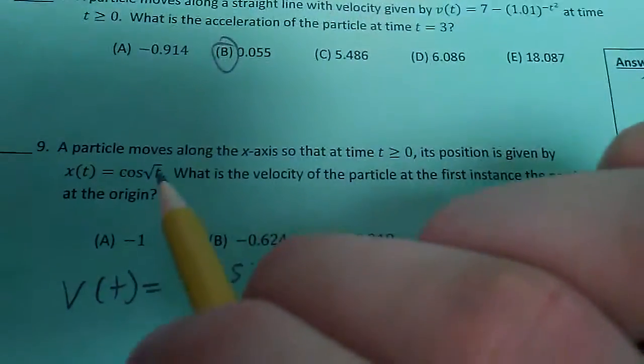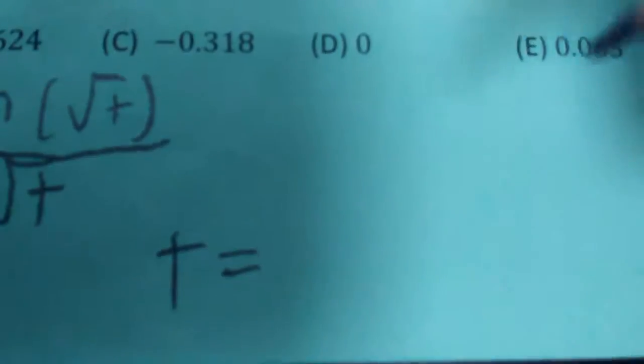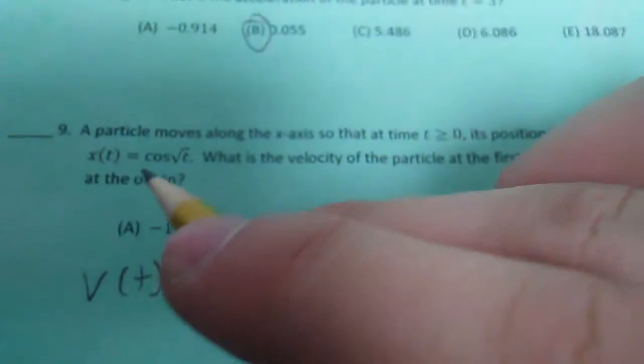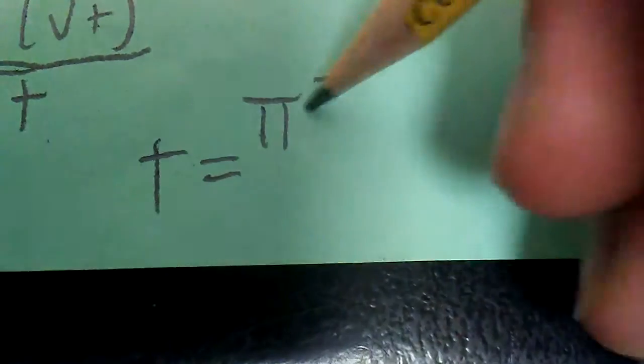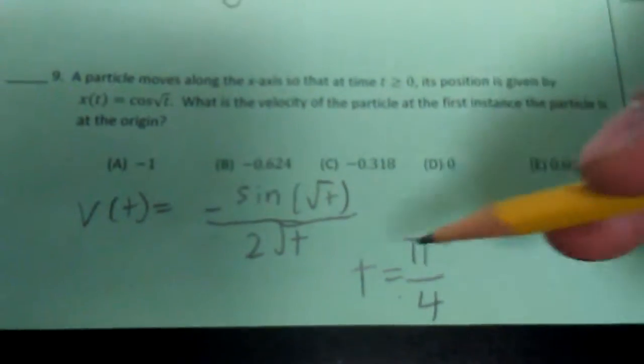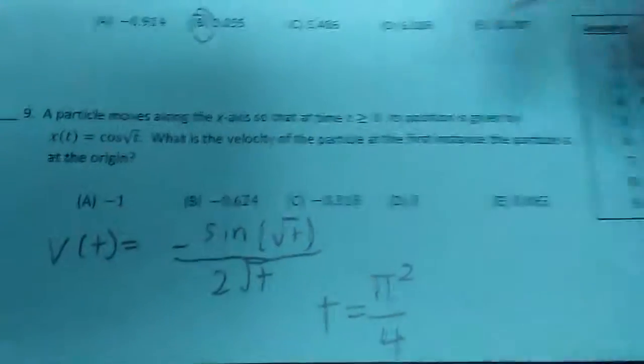But we have a radical here, so from that we can figure out that the correct value of t we should be using should be pi over 2 squared. So we would be wanting to use pi squared over 4. So now we can plug this into our velocity formula, and the answer that will give us is C.